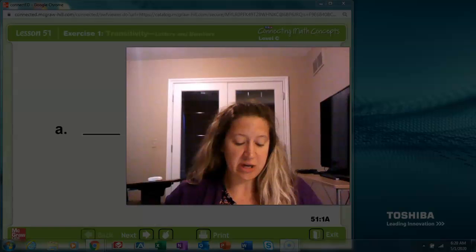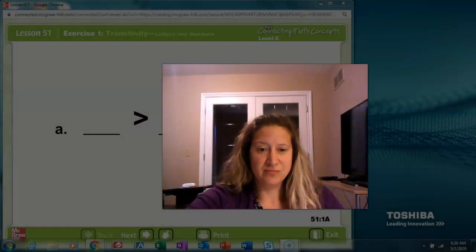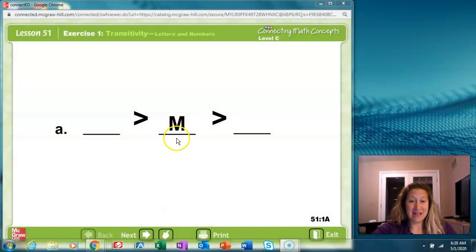If you touch A, we're going to read the statements for A. It says M is more than V and 15 is more than M. Listen, one of the values is in both statements. You're going to write that as the middle value. What is the middle value for A? Did you say M? Good job.